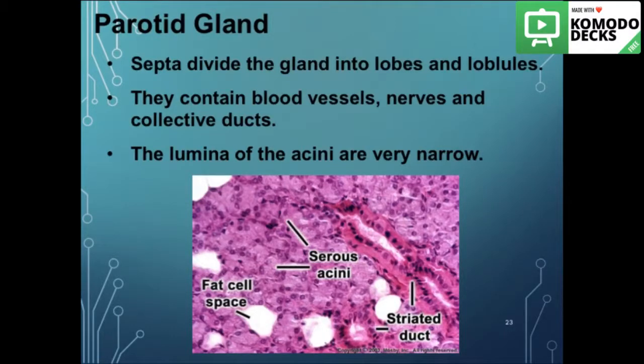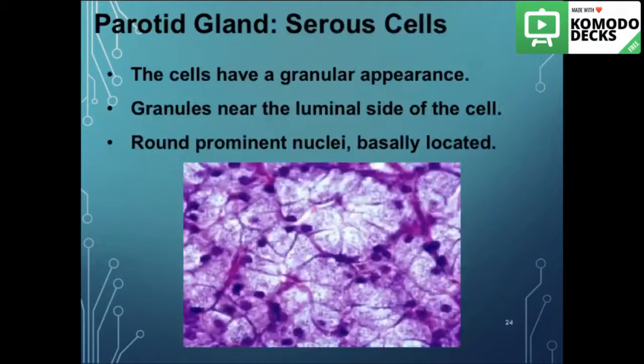Remember that for a watery fluid, we don't need a white lumen. The cells also have a granular appearance, where we have the granules near the luminal side of the cell. The nuclei are round in shape and prominent, and they are located in the basal third of the cell.